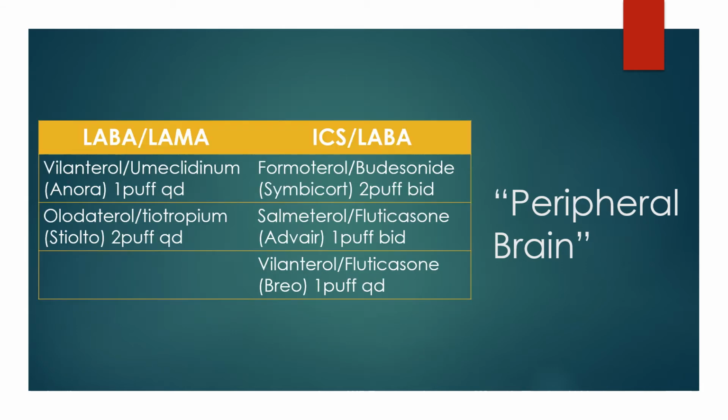Other drug combinations you may see on rotation include a LABA-LAMA combination such as Anoro or Stiolto. And then you may also see inhaled corticosteroid LABA combinations such as Symbicort, Advair, and Breo. Remember, combo drugs are very good to reduce exacerbations, however they can be quite expensive. Also remember that inhaled corticosteroids increase the risk of pneumonia, so you have to account for this when determining whether to start these drugs.